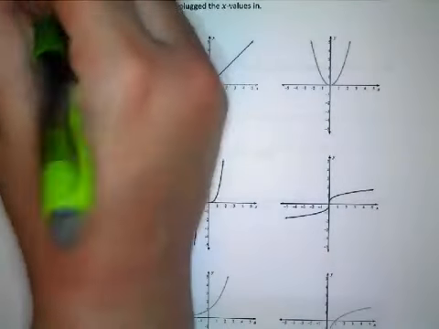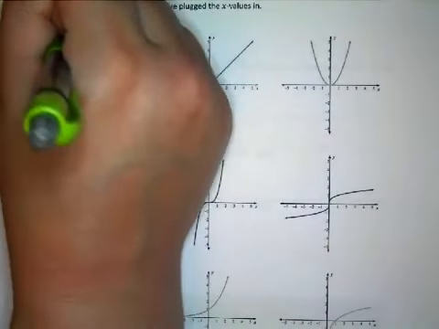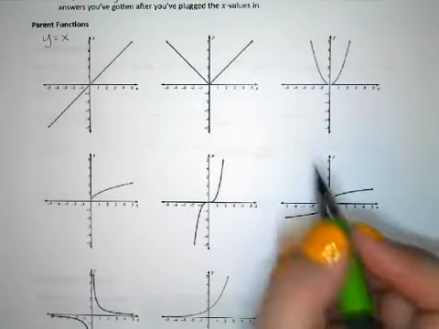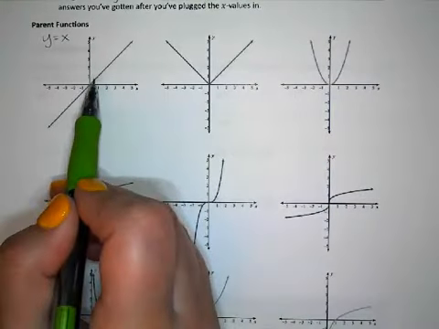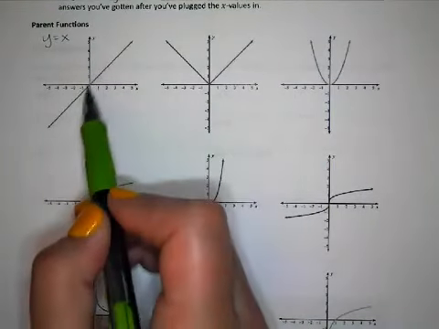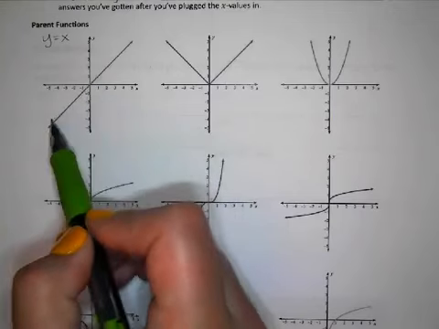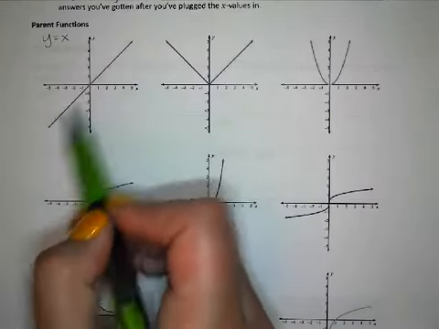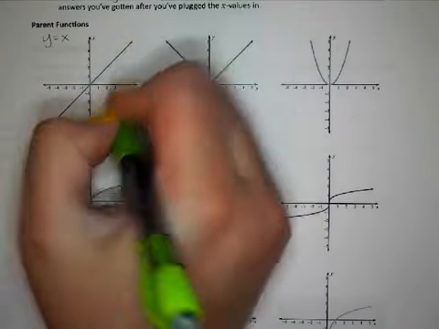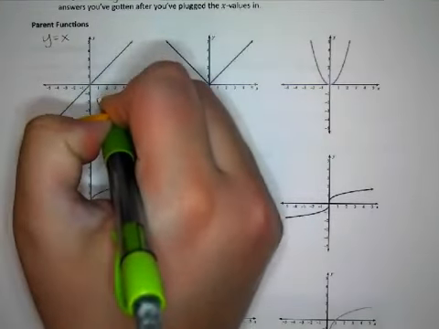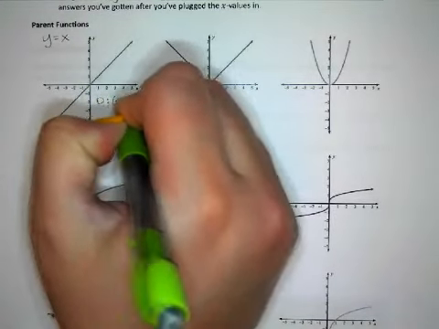So the first parent function is just linear. It's a straight line, y equals x. And if we think of the x values that are allowed in this, we can see it in the graph. This graph goes left forever, it goes right forever. That's the x values. There are no x values that are excluded here. So the domain is from negative infinity to positive infinity.